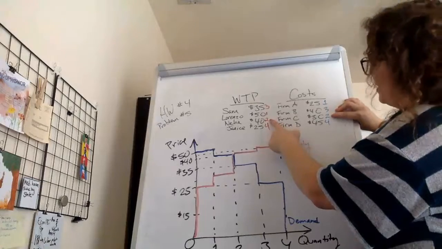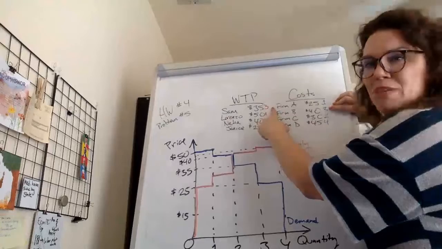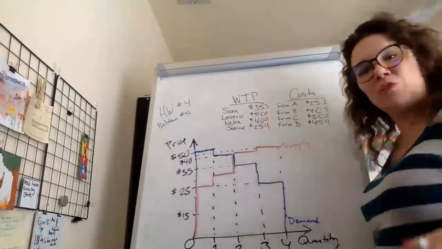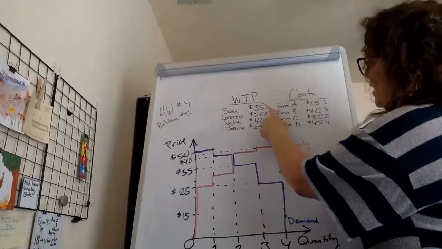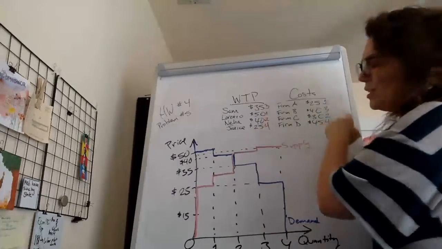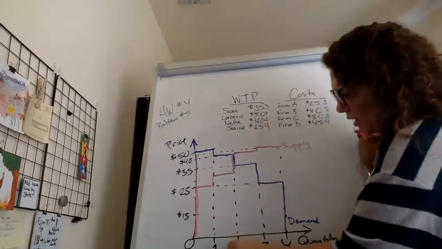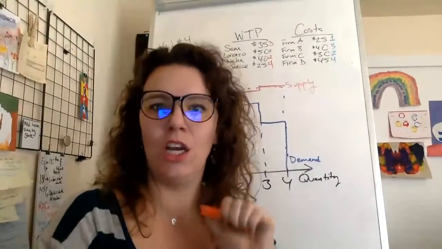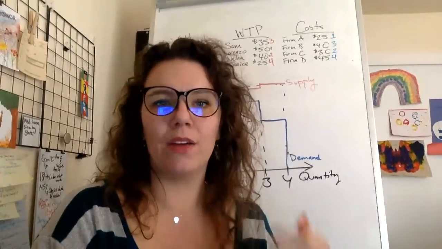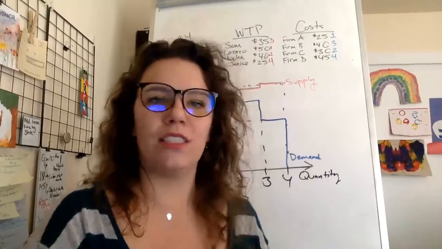For the third haircut to take place, Sam is only willing to pay $35, and firm B has a cost of $40. So firm B won't be willing to accept Sam's $35, and Sam won't be willing to pay firm B's $40. So that's why our equilibrium quantity is going to be 2 haircuts. Does that kind of make sense? Hopefully. The idea here is we want to compare the willingness to pay of each of our individuals to the costs of each of our firms.